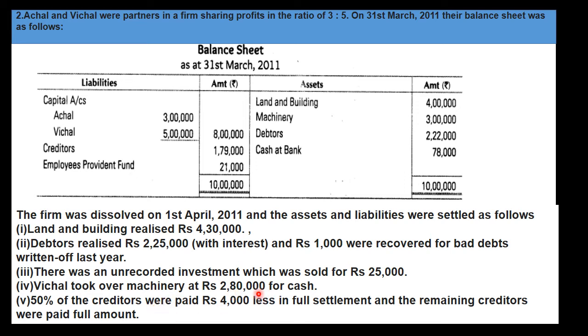50% of the creditors were paid 4,000 less and remaining creditors were to be paid in full. Now this 1,79,000 will be paid 1,75,000 and it will be shown on debit side of realization account. One more thing which you should remember, there is no information given to us in respect of employee provident fund. If no information is given regarding employee provident fund, we will assume we have to repay them in full. हम ऐसा मानते हैं कि हमें उनका पूरा repayment करना है, whether any information is given to us or not. Now let's start.